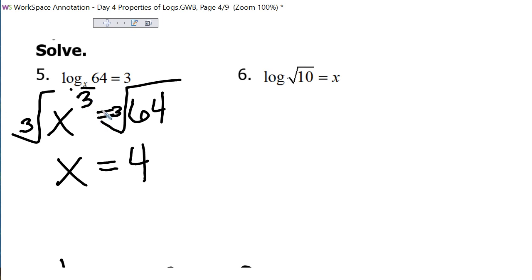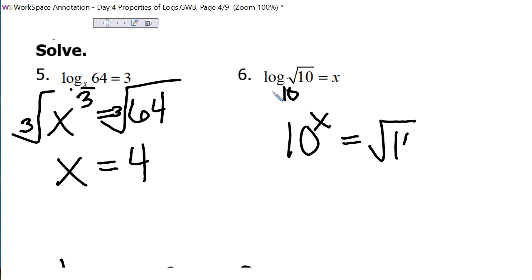Next one, number 6. The base is missing, so if the base is missing, it's understood to be what value? 10. Base 10. So our base is 10. What is the exponent? X. And what is the answer? 10 to the 1 half. Square root of 10. And yes, somebody said that this is 10 to what power? 1 half. And that's how you would solve.